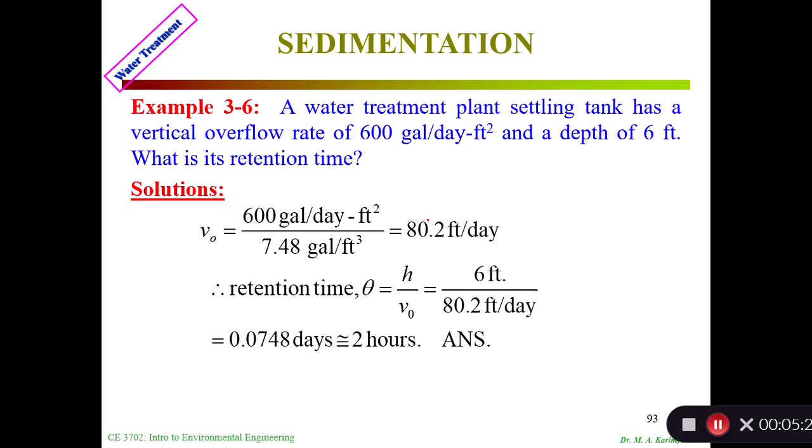Here is another problem to solve, to find the overflow rate. In a water treatment plant, a settling tank has a vertical overflow rate of this value and a depth of 6 feet. So what is the retention time? V0 is in gallons per day per square foot, so we are converting it into feet per day. The retention time theta equals h over V0. H is 6 feet divided by 80 feet per day. So ultimately it becomes 0.0748 days, or 2 hours. Basically, the water will be staying in the tank for 2 hours.